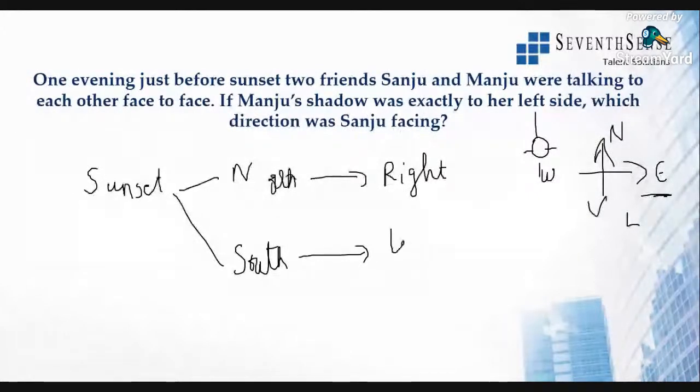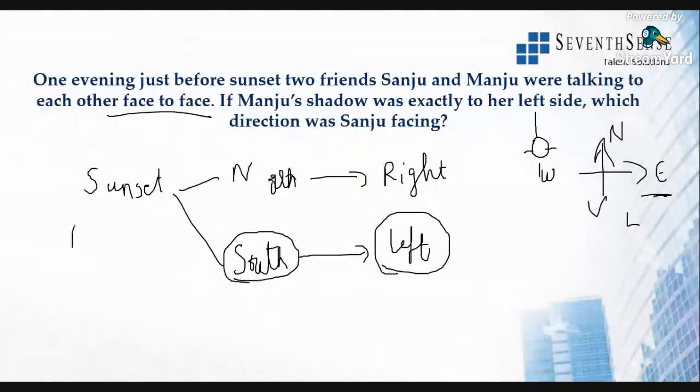Now, add to the question, if Manju's shadow was exactly to her left side, which direction will the person face? The person will face south. Which direction will Sanju face? They're telling face to face. So if Manju is here, Sanju is here, Manju is facing south, obviously, Sanju will face north. Sanju will face north. That is a simple question there.